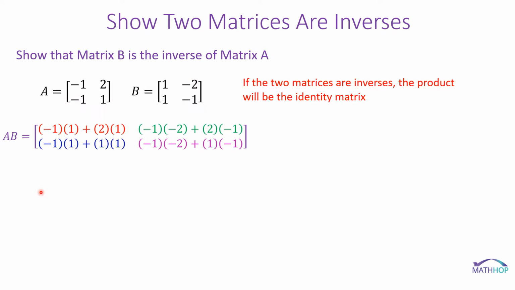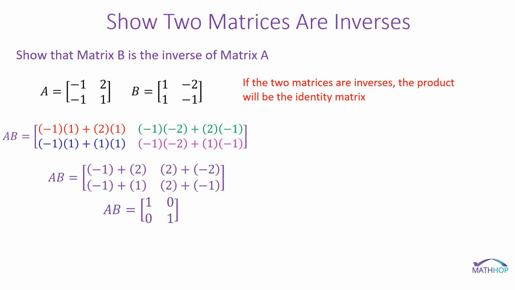Let's clean this all up and see what we're adding. In the top left position, we go from -1 times 1 plus 2 times 1 to -1 plus 2. Then the top right, we get 2 plus -2. Bottom left, that's -1 times 1 is -1 plus 1 because we had 1 times 1. Bottom right, -1 times -2, remember, is positive 2 plus -1. We simplify this, and we see that we do get 1s on our diagonal from left to right, and we get 0s everywhere else. So it looks like the product of A times B gives us the identity matrix.